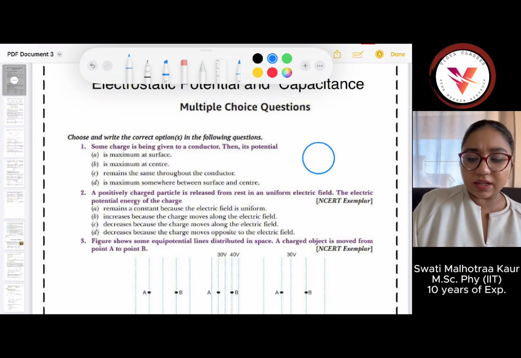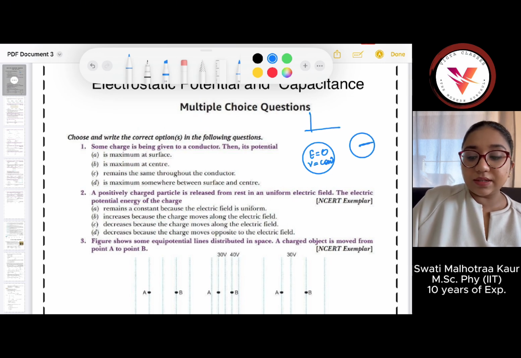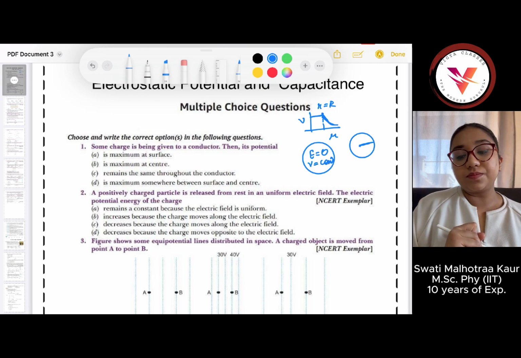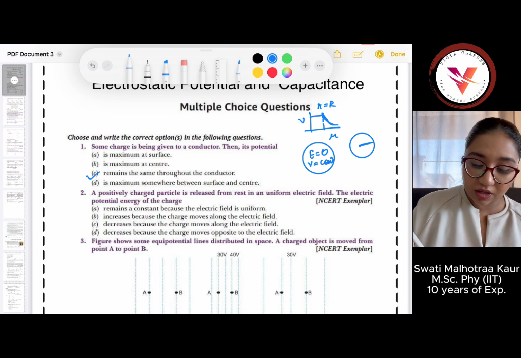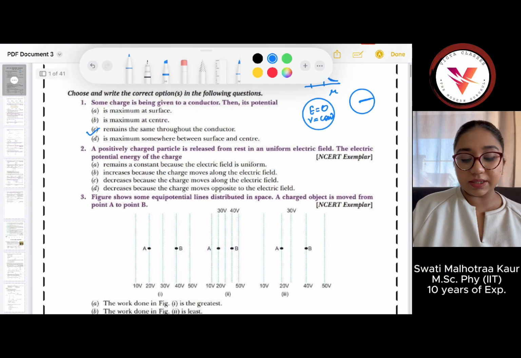If it is a spherical shaped conductor, you know that the electric field is zero inside the conductor and V is constant from center to its surface. It is something like this. If we make a graph between V and R, then it remains constant till its surface, and then it decreases with 1 by R. Okay, so it remains the same throughout the conductor.